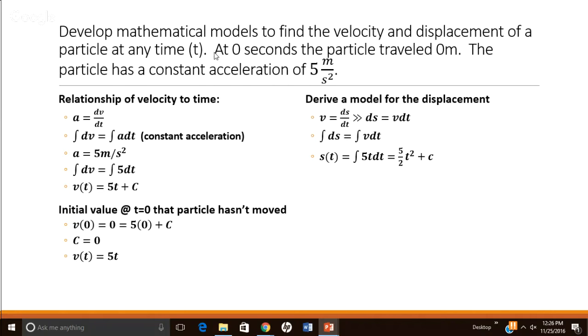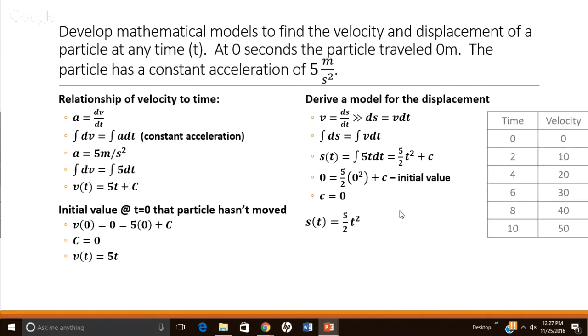In our initial condition, at time 0 seconds, the particle traveled 0 meters. So our displacement is literally 0. We put in our initial value and get a c of 0. Our displacement at time t is equal to 5/2 t squared. So we've got a second model for our displacement at any given time.